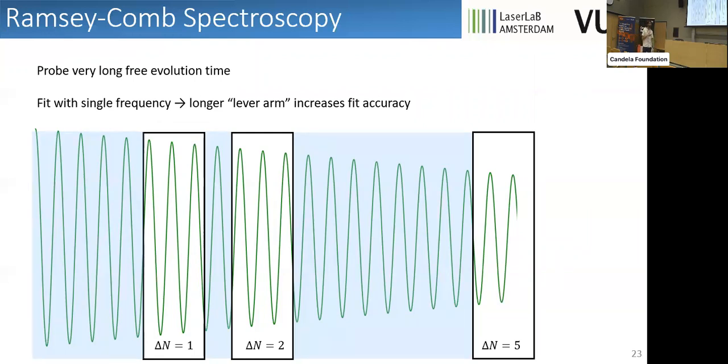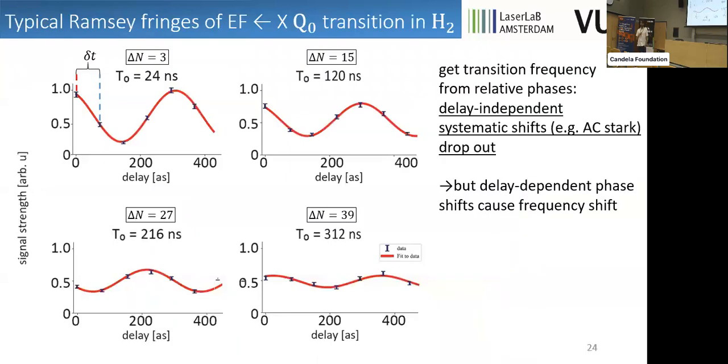So we have a very sensitive fit. Now, that's not the whole truth. Here I show some fringes that we measured in H2 of the X-F transition at delta n equals 3, 15, 27, and 39. The way that we actually extract the transition frequency is by fitting each of these fringes with a reference frequency, but with a variable phase.